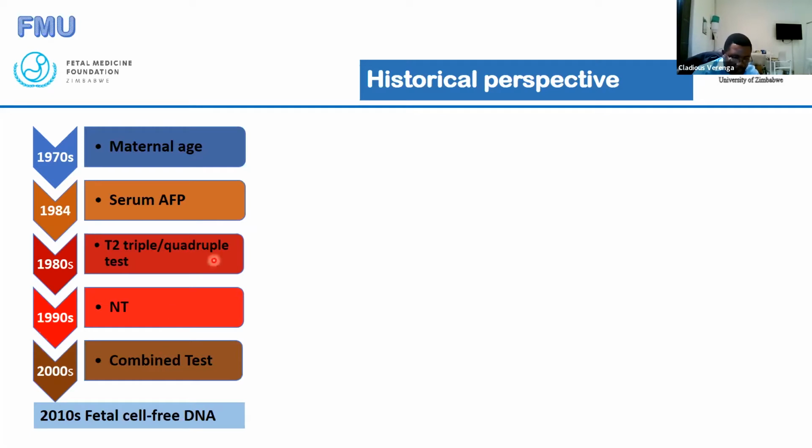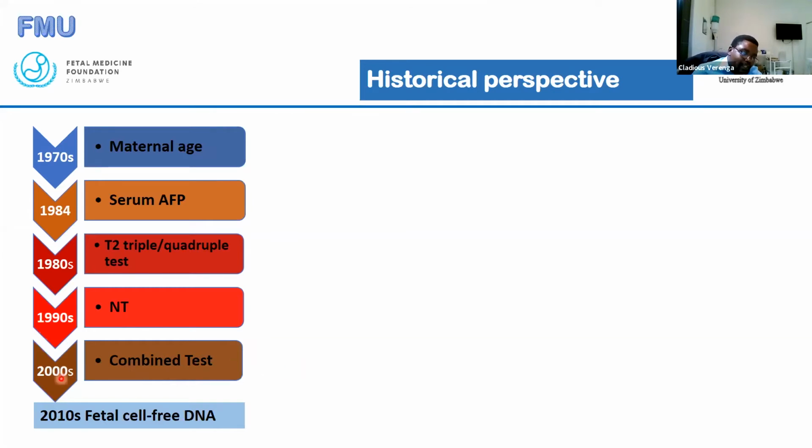I'll describe all this. Then came the combined test in the 2000s, where you would mix the maternal age, the nuchal translucency, and first trimester biochemical markers, which I'll mention. This is called the combined test. And this test is still present even today. This is the test which is being done in most parts of the world as we speak.